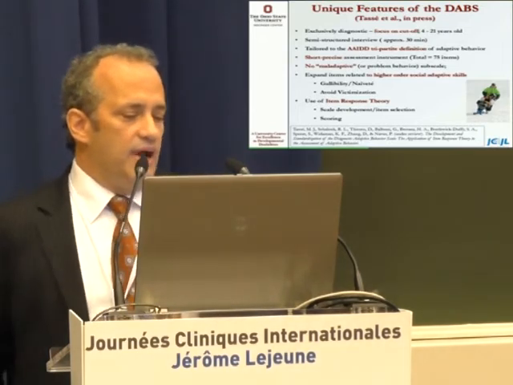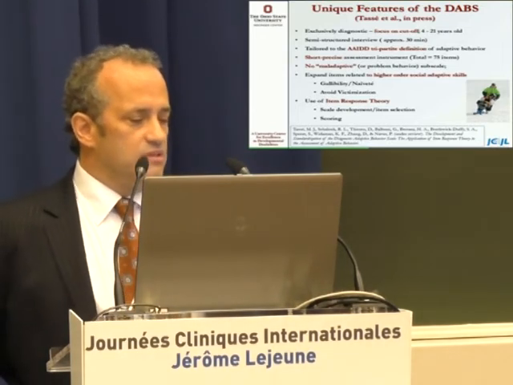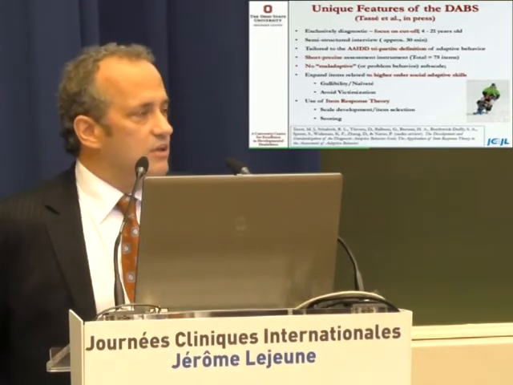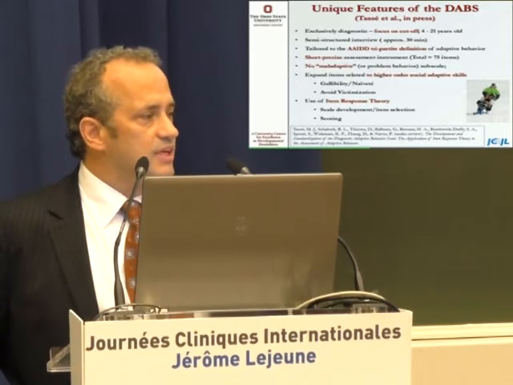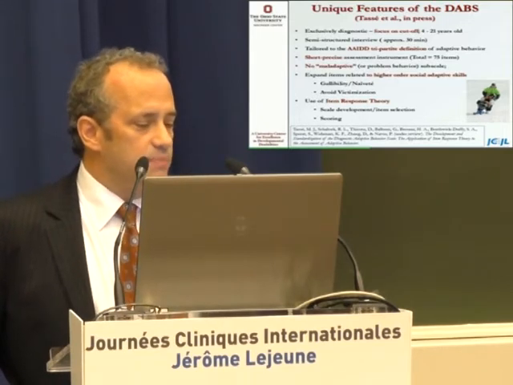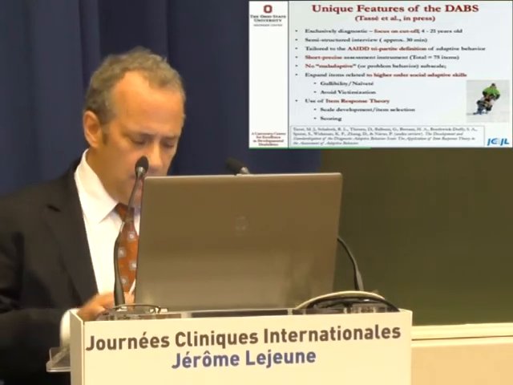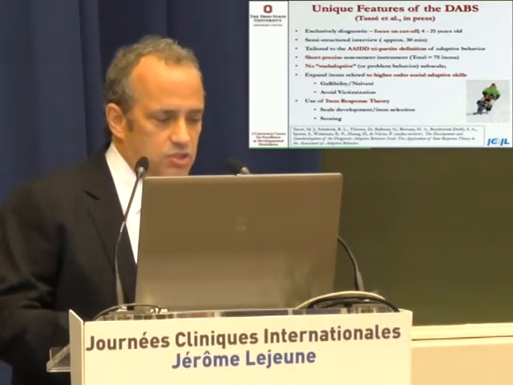We wanted to include items of these higher order social skills, such as gullibility and avoiding victimization. And my colleague, Dr. Verdugo, talked a lot about classical test theory. We wanted to use item response theory for our scale development and our scoring. And I'll talk a little bit about that, but not too much.